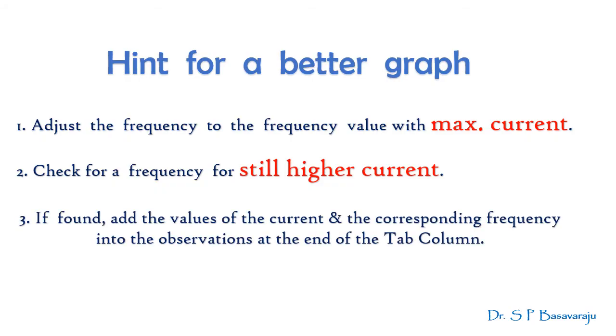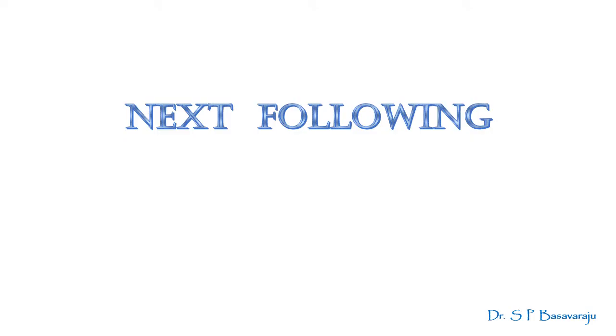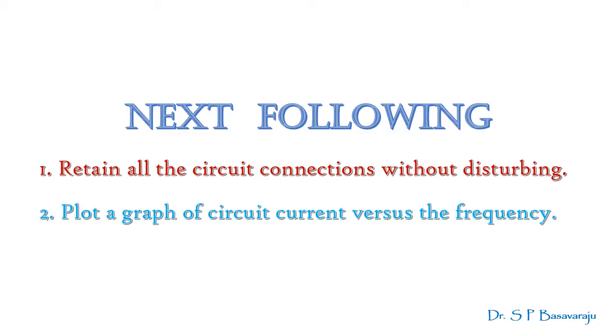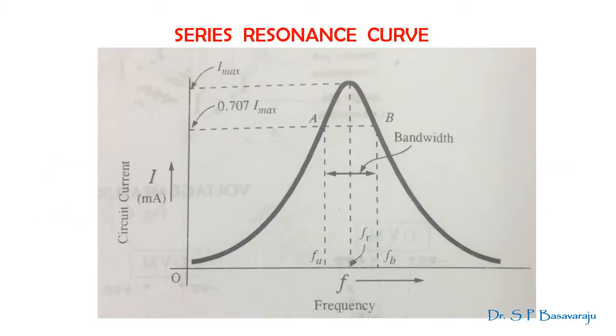Now what next? The series resonance observations are completed. However, retain all the circuit connections without disturbing. Plot a graph of current versus frequency. You get roughly a bell-shaped curve. On the curve, the current corresponding to the topmost point is Imax and the corresponding frequency is the resonance frequency Fr. Mark a point at the current axis corresponding to the value 0.707 times Imax.